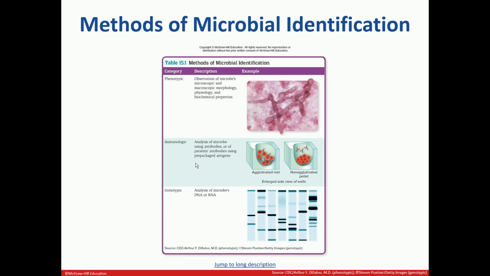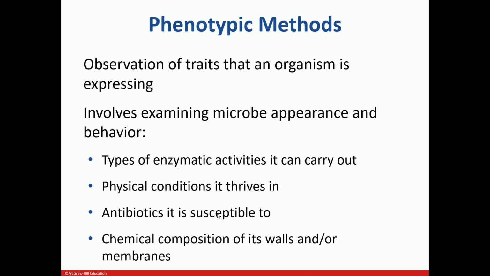Immunological, as I said, is on the basis of the antibodies which are formed against the antigens on the microbes. So if we can detect these antibodies, we can identify the bacteria. And the last one is genotypic, on the basis of the analysis of the microbe's DNA or RNA. On the basis of the analysis of the DNA or RNA of the microorganism, we can identify it.